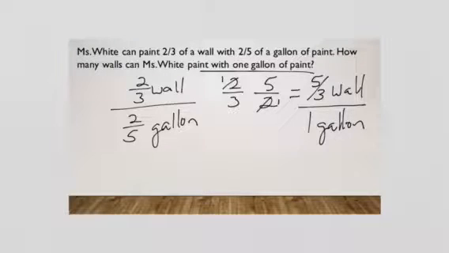Now let's see, does that make sense? Well, 1/3 of a wall for every 1/5 of a gallon. So if you have 5/5 of a gallon, yep, that comes out right. All right, so that is how we find the unit rate with complex fractions.